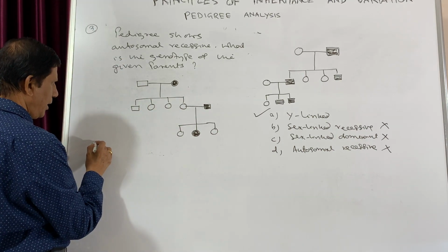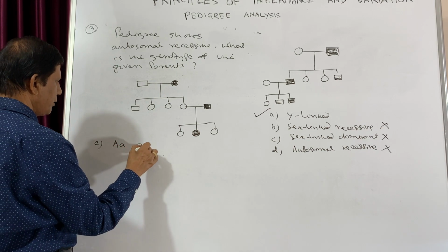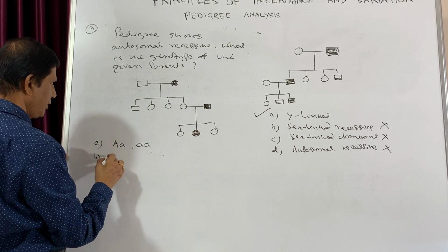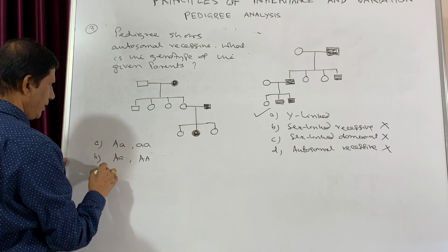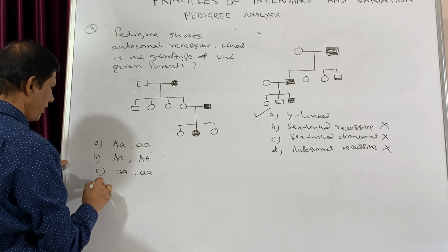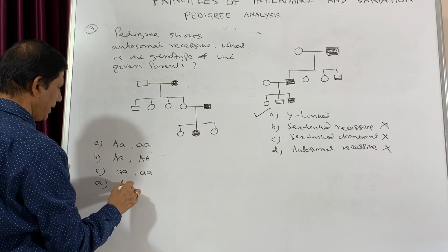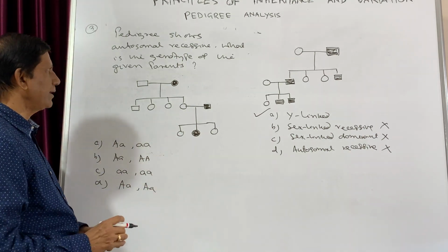What are the choices? Now one choice is capital A, small a, small a, small a. The second choice, capital A, small a, capital A, capital A. The third choice, small a, small a, small a, small a. The fourth choice, capital A, small a, capital A, small a. From this you have to get the answer.